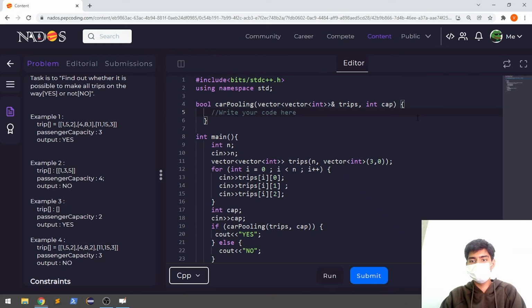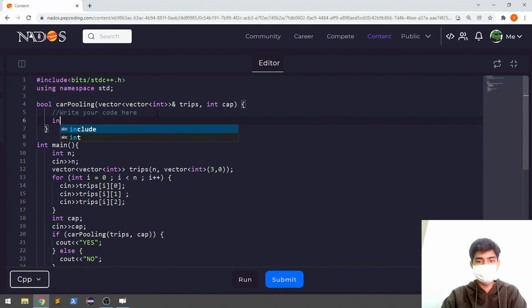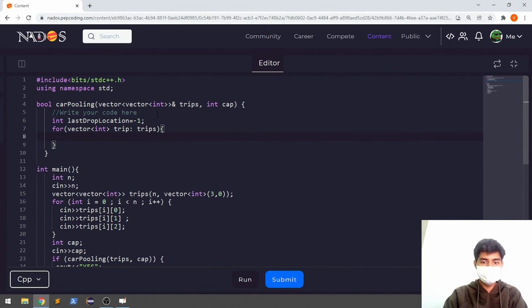Okay, so let's code this. First thing is we need a last drop location, right? Because we have to make a vector of that size. We have to make a vector from my range, and my maximum range will be at the last drop location. Now we will run a for each loop on my trips, right? Last drop location will be the maximum of last drop location and trip of 1, right?